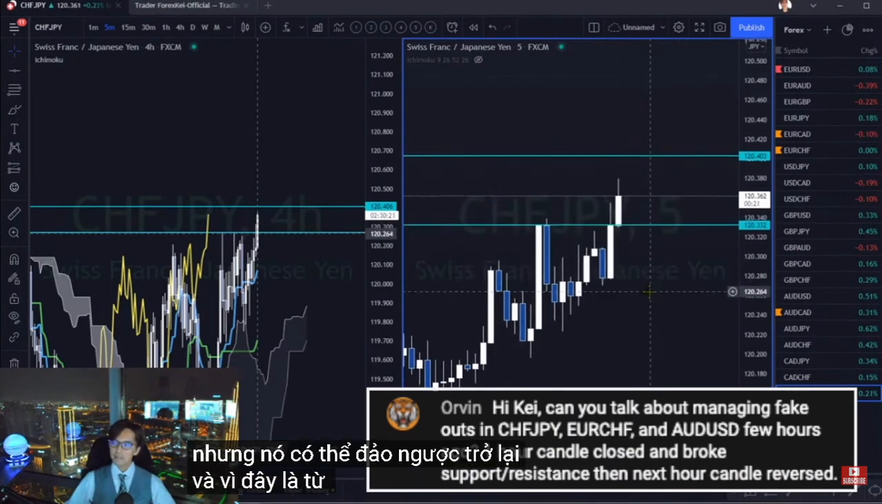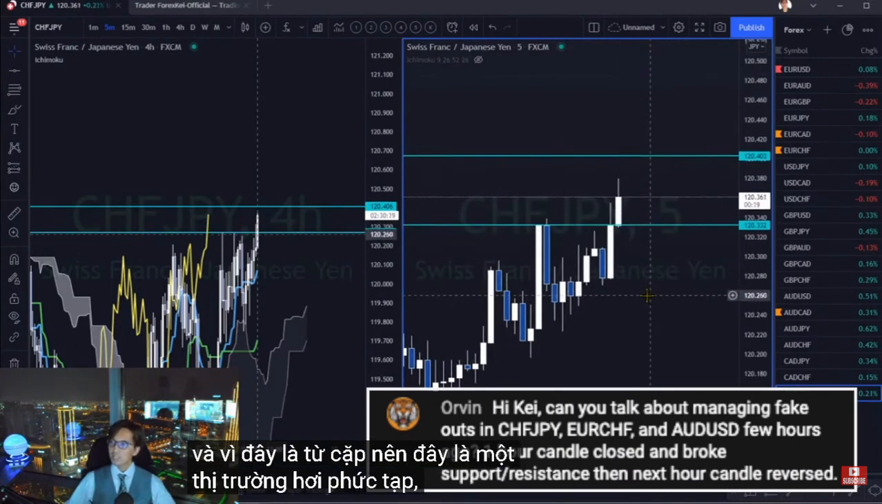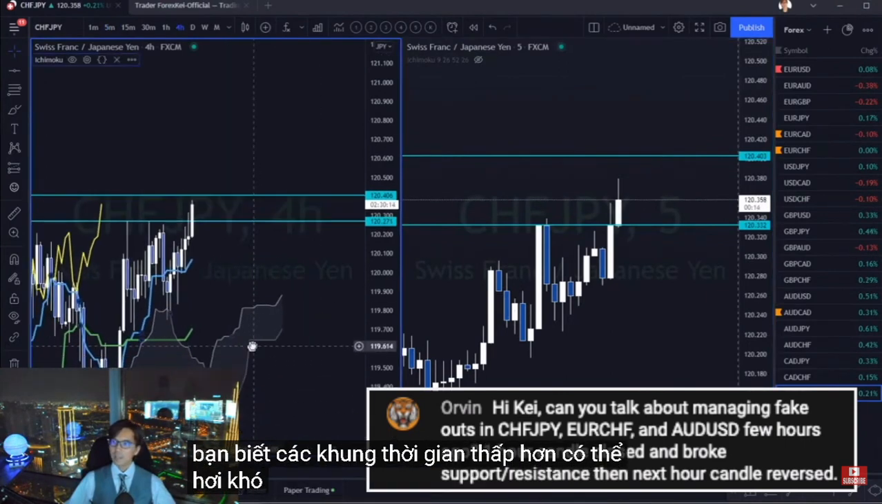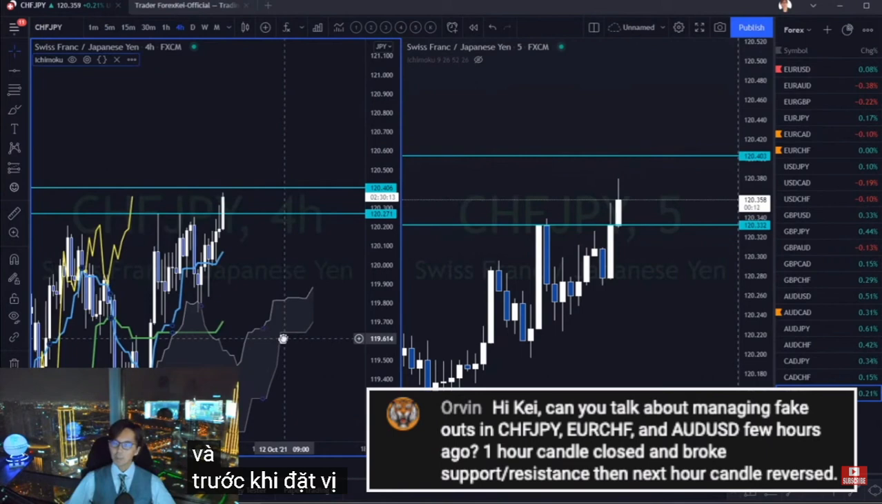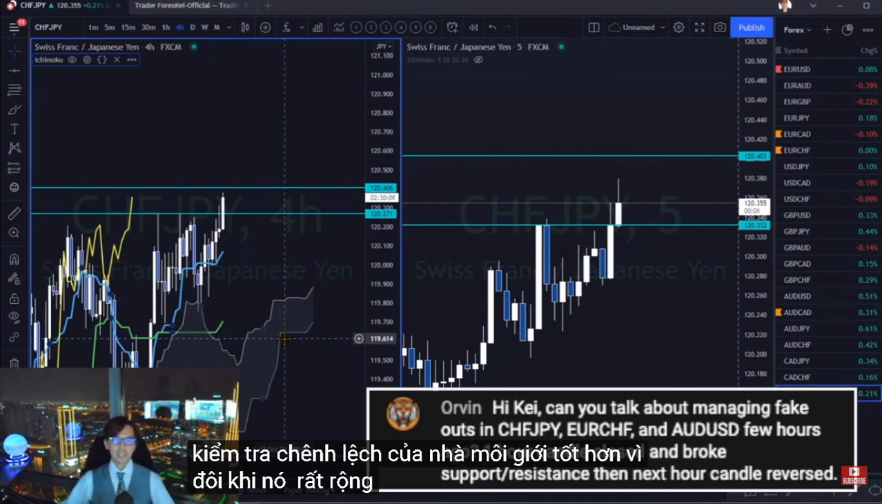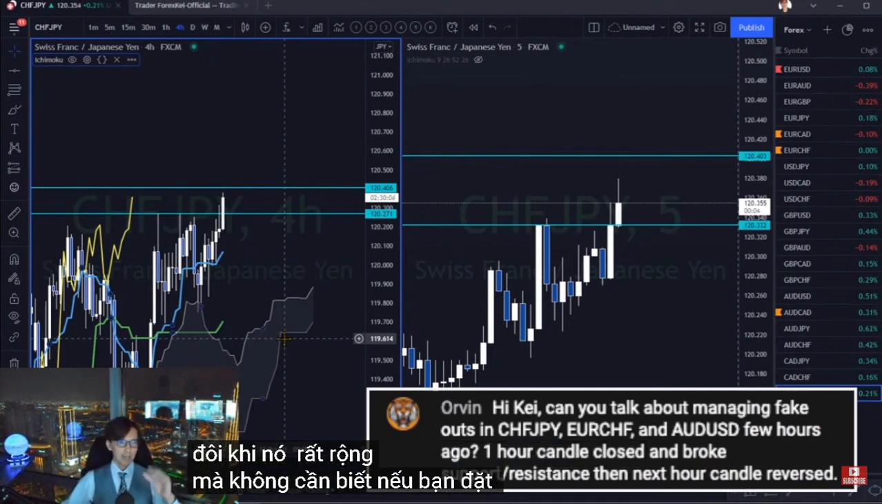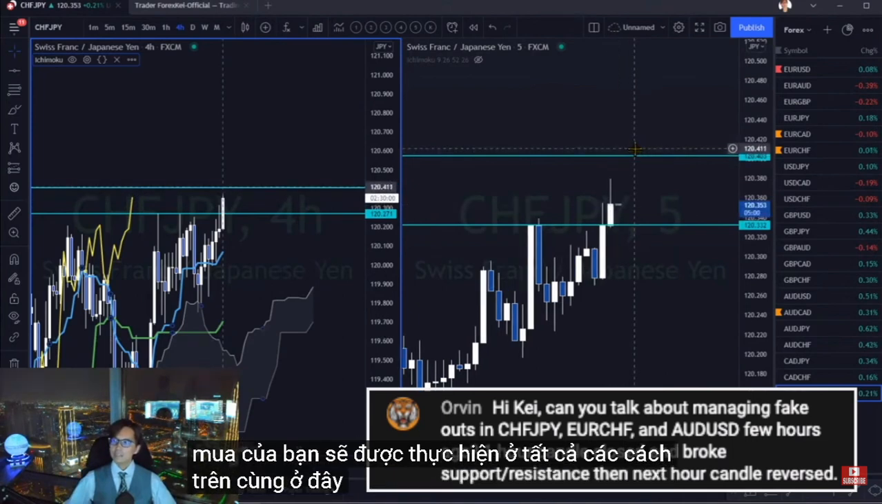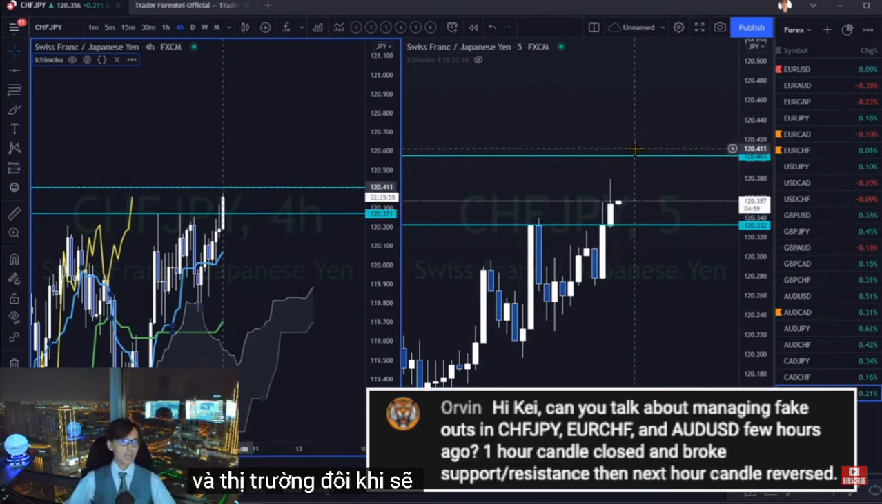And since this is a Swiss franc pair, this is a bit tricky market. You know, the lower time frames can be a bit spiky, and before you place a position, you better check the broker's spread, because sometimes it gets very wide. Without knowing, if you place a buy, then your buy will be executed all the way at the top here. And the market sometimes won't reach that price level.